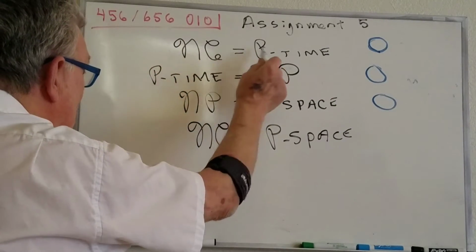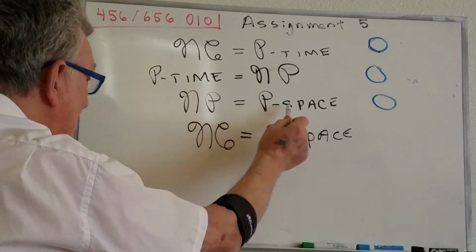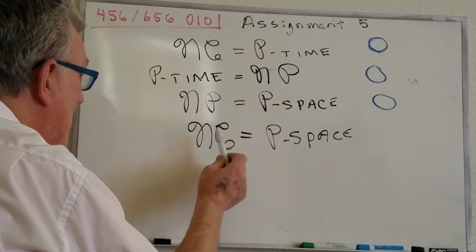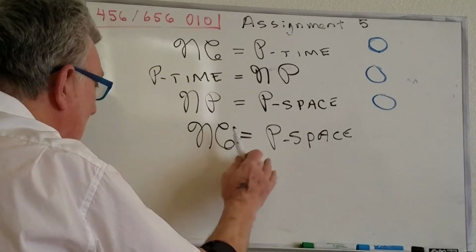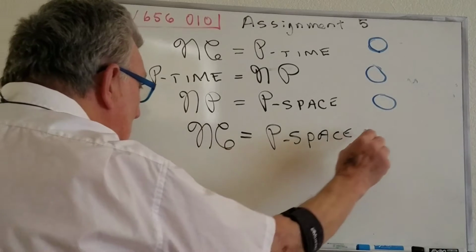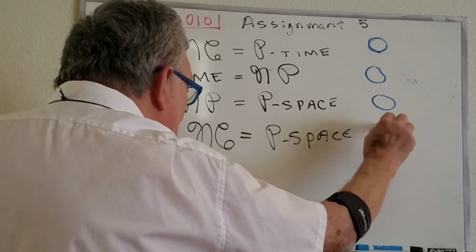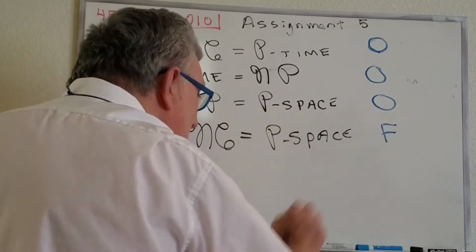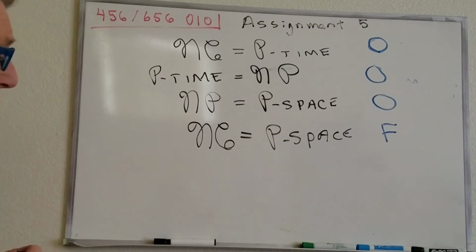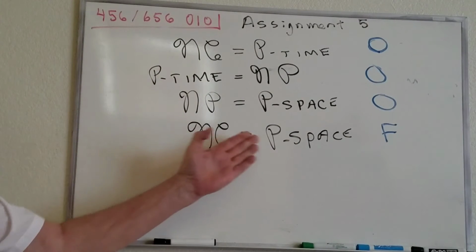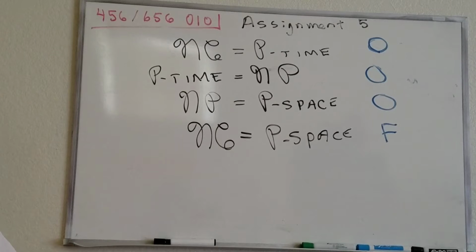Well, we know this is a subset of that, which is a subset of that, which is a subclass of that. However, going all the way from this to this, is NC equal to P space? The answer to that question is known to be false. So NC and P space are definitely different.